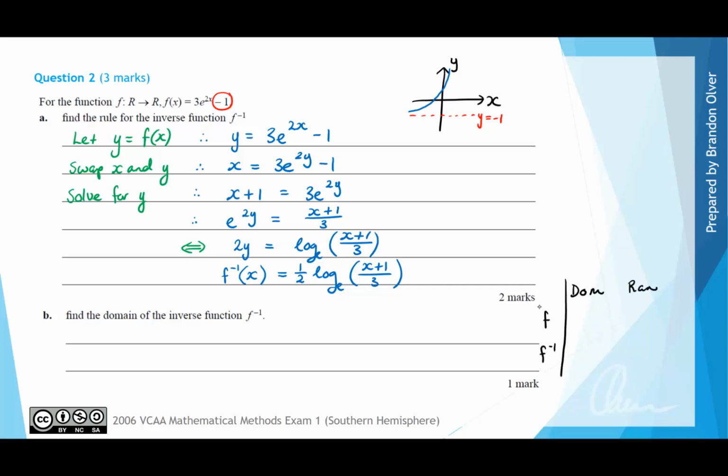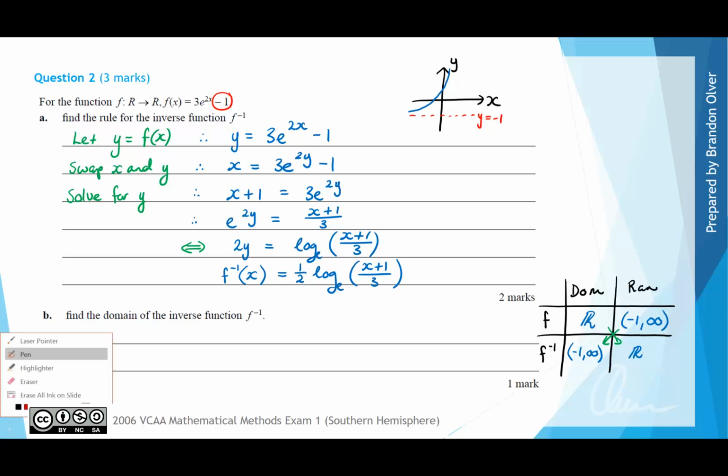We're going to set up a little table to help organise what we find. So the domain of the original exponential f was the real number system, and the range of it, if we can have a look at our graph, is going to be from -1 not included to infinity. So when we have inverse functions, our domain and range swap, meaning that the domain of f inverse is now -1 to infinity, and the range of f inverse is the real number set. Therefore, the answer to part B is -1 to infinity.